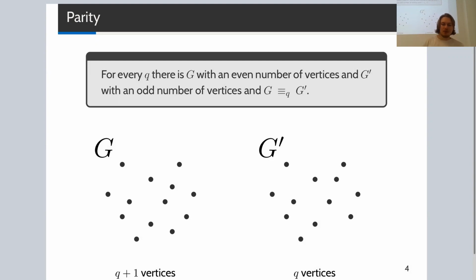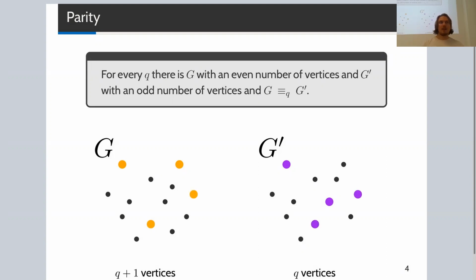And the way we're going to construct these graphs is very trivial. So G is going to have q plus 1 isolated vertices, and G prime is going to have q vertices, all isolated. And now the strategy is also very trivial. If the spoiler picks some element in G, the duplicator responds with an arbitrary element in G prime. And similarly, if it picks an element in G prime, the duplicator responds with an arbitrary element in G. And since there are at least q elements in both structures, we never run out of elements to pick as a duplicator. You can always pick a next one.